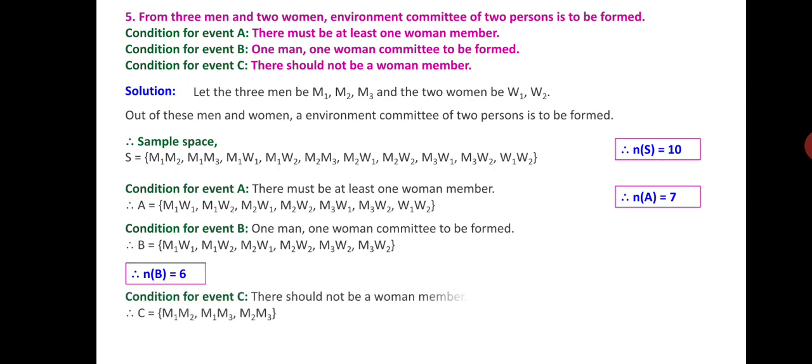Condition for event C. There should not be a woman member. Then this C will be the event M1M2, M1M3 and M2M3. Therefore, n(C) will be equal to 3.